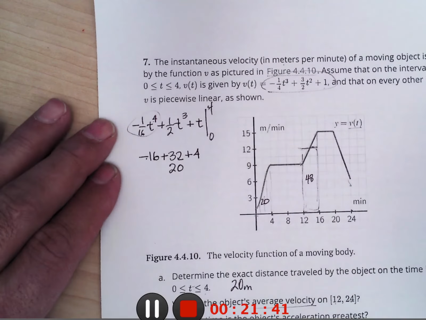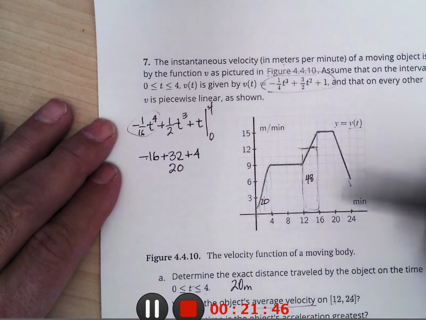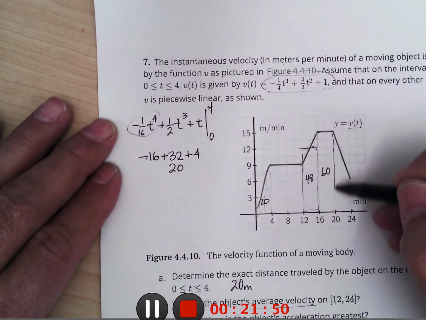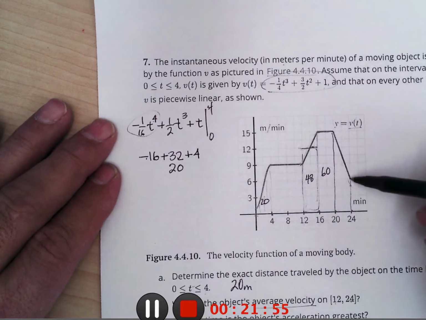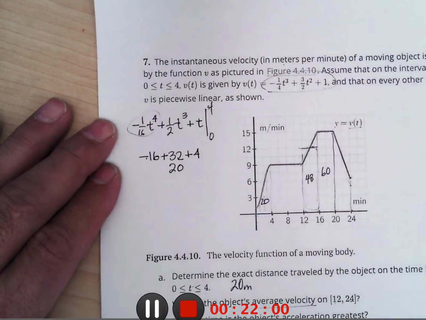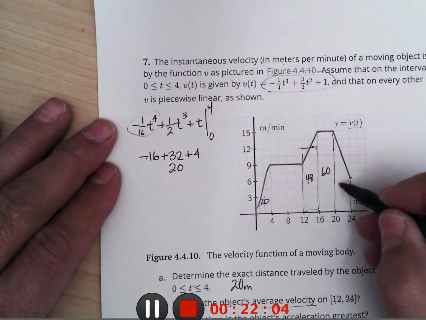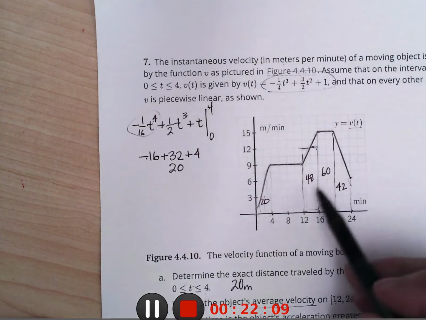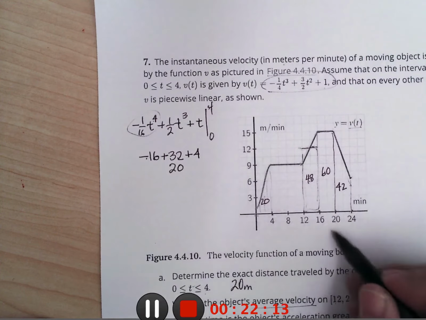This is 15 for 4. So 15 times 4 is 60. And then this last one goes from 15 down to 6. 15 plus 6 is 21. Divided by 2, but times 4, so it's just times 2, 42. So the total area here is 90 plus 60, 150. The area is 150.